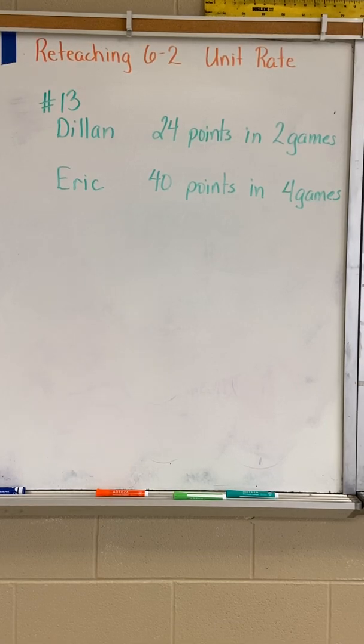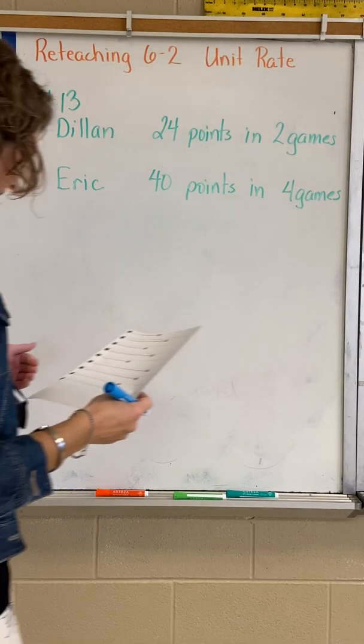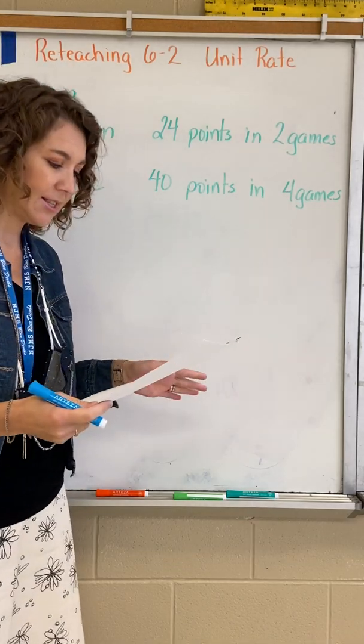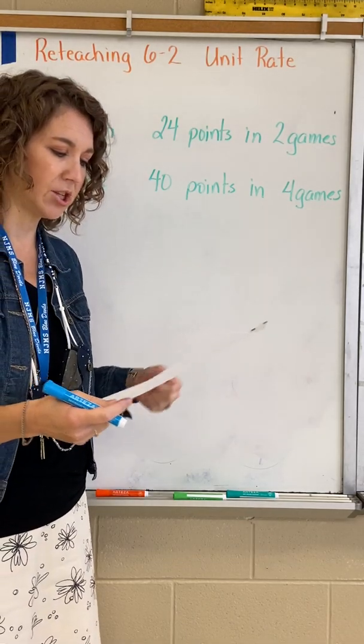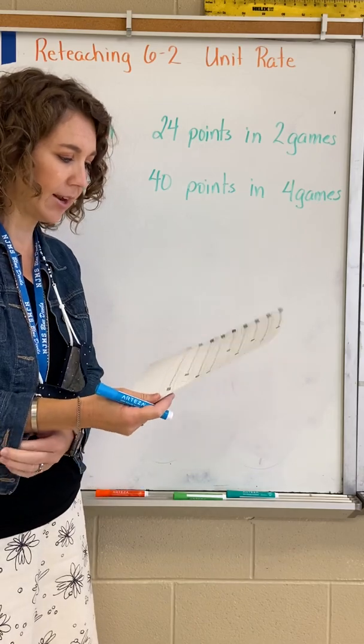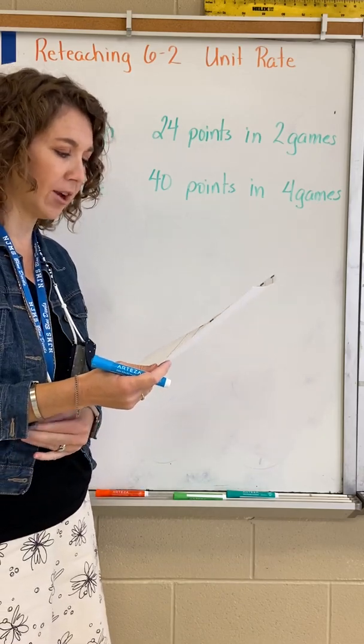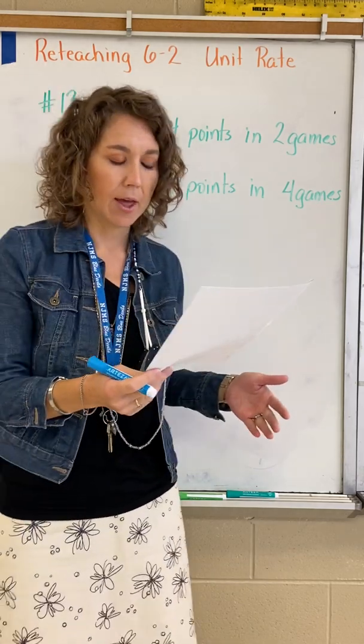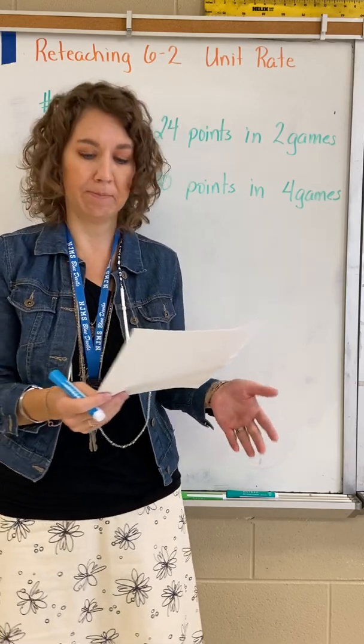Number 13 through 16 is a comparison. It says Dylan scored 24 points in 2 games, and Eric scored 40 points in 4 games. Who scored the most points per game?